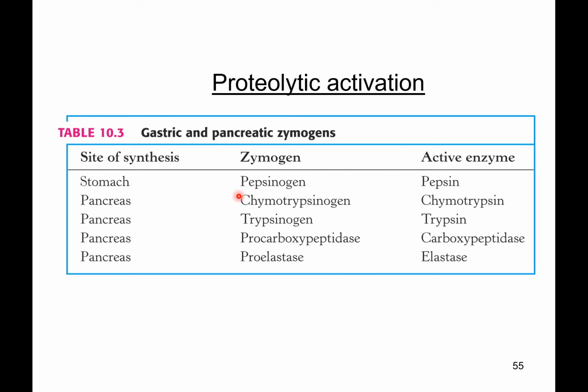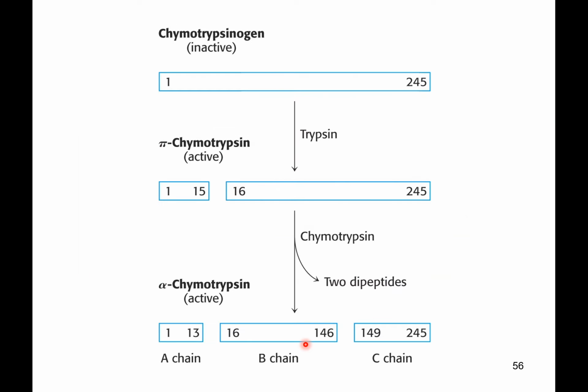In the case of the stomach, the active enzyme is called pepsin. The zymogen is pepsinogen. That's expressed, is then secreted in the stomach, and it can be converted into the active form, pepsin. And the other example here is chymotrypsin. Chymotrypsinogen is the zymogen, and chymotrypsin is the active enzyme, and that's a pancreatic enzyme.